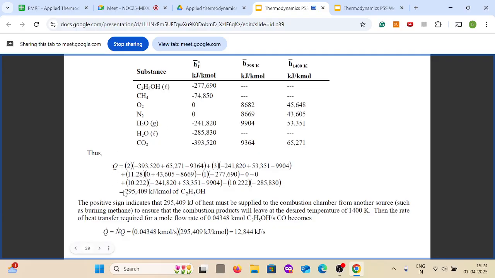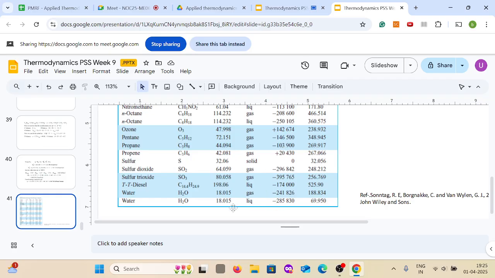Substituting in the expression, 2 moles of CO2 into enthalpy of formation plus the enthalpy difference, and similarly 3 moles of water into enthalpy of formation and the enthalpy difference, and then 10.22 moles of water which was present into enthalpy of formation plus the enthalpy difference, minus 10.222 moles into enthalpy of water at liquid state.